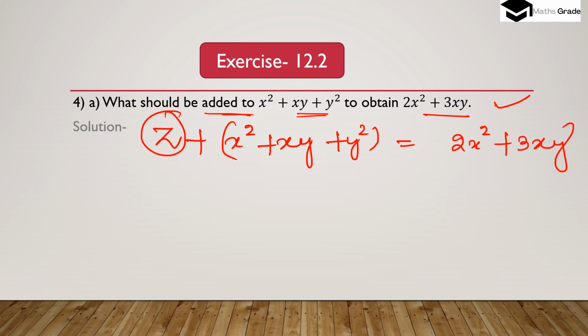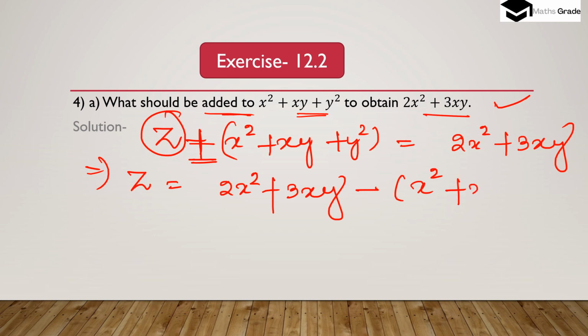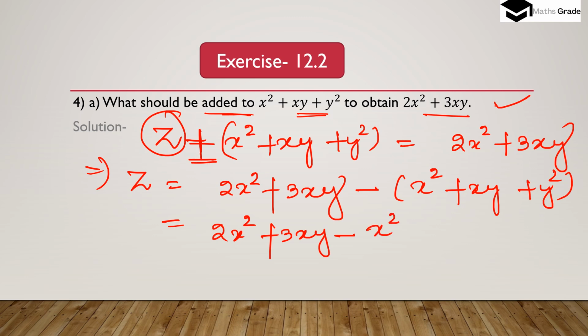Z is the algebraic expression. So z will be 2x square plus 3xy, and this algebraic expression is transposed to the right hand side, this is the left hand side. When this algebraic expression x square plus xy plus y square is transposed to the right hand side, this plus symbol changes to minus symbol. So minus of x square plus xy plus y square. Now 2x square plus 3xy, minus multiplied with plus is minus x square, and minus multiplied with plus is minus xy, and minus multiplied with plus is minus y square.